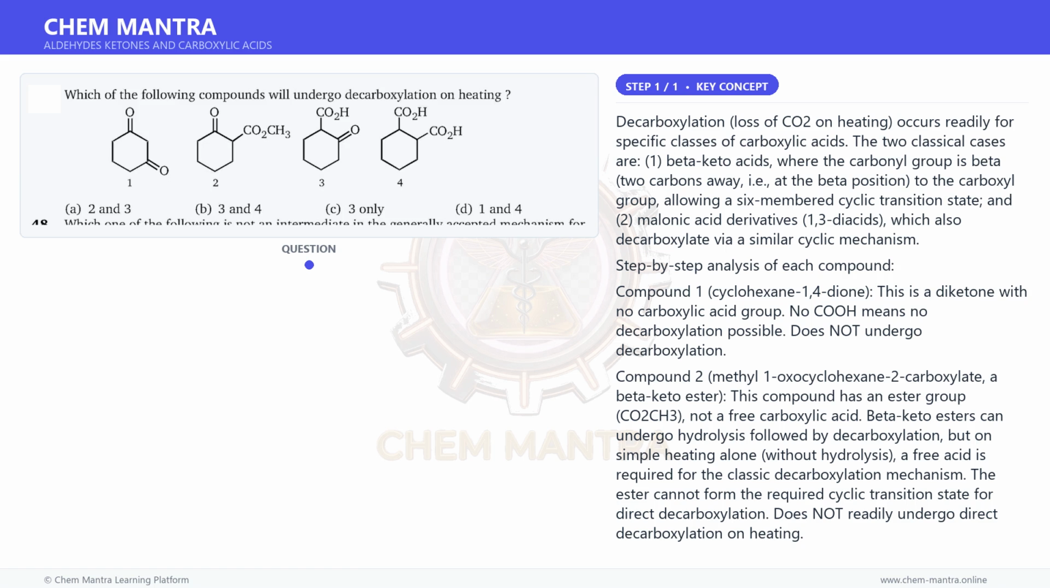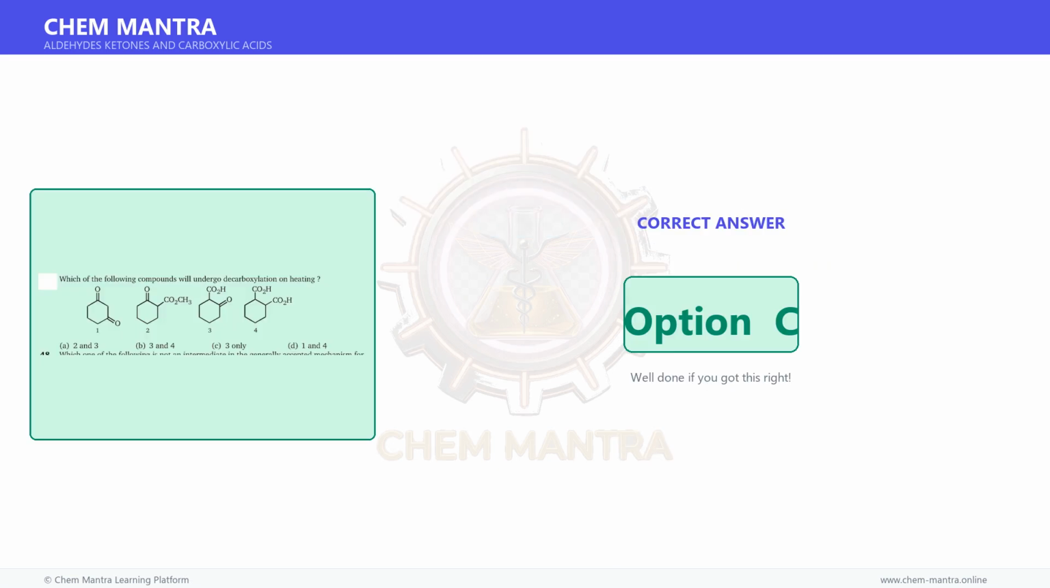Only compound 3, a beta-keto acid, meets the structural requirement for facile thermal decarboxylation. Therefore, the correct answer is option C.